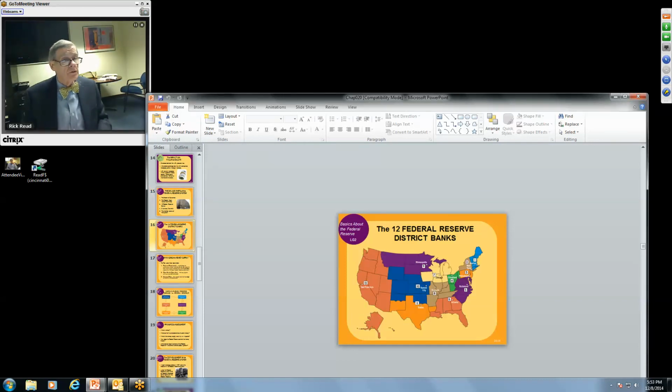These are the 12 Federal Reserve districts. The most important of the 12 is the New York district, by tradition and a number of other things. It's primacy among equals. It is first among the other 11 equals.